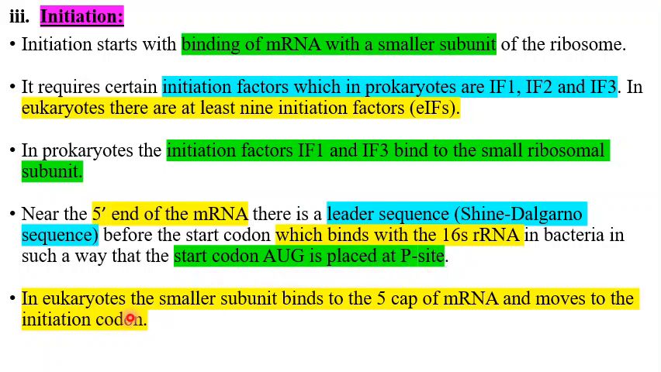But in eukaryotes, the smaller subunit binds to the 5' cap of the mRNA and moves along the mRNA till it reaches the start codon, that is AUG.